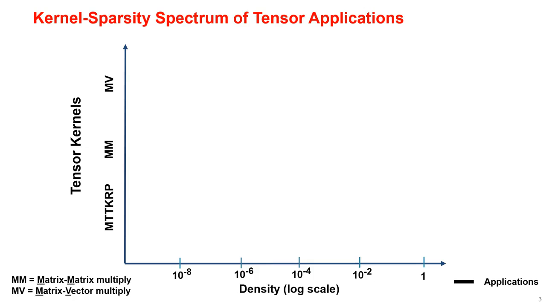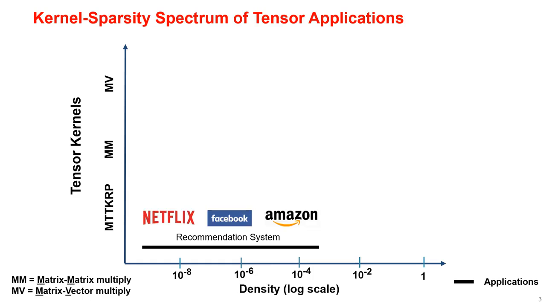As many of the real-world tensors are sparse and there are multiple tensor kernels, I will first show you how different application domains lie in the kernel density space. Here on the x-axis, I am showing the density of the tensor in log domain, and on the y-axis, I am showing three representative tensor kernels. The solid black lines represent different applications. For MTTKRP, we have recommendation systems such as the ones in Netflix, Facebook, and Amazon. These recommendation systems operate on very sparse data.